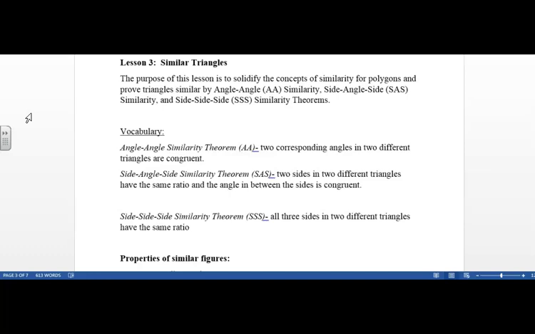The vocabulary included in this lesson includes the angle-angle similarity theorem, which means we need two corresponding angles in two different triangles to be congruent in order to conclude the triangles are similar. Another way that we can prove that they are similar is if we use the side-angle-side similarity theorem. We have two sides in two different triangles that have the same ratio, and the angle in between the sides is congruent. And the last one is what we call the side-side-side similarity theorem. If all three sides in two different triangles have the same ratio.